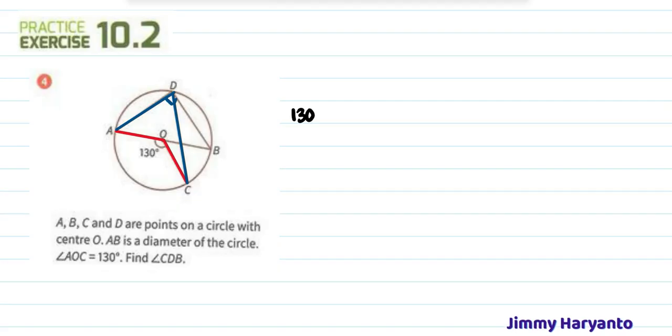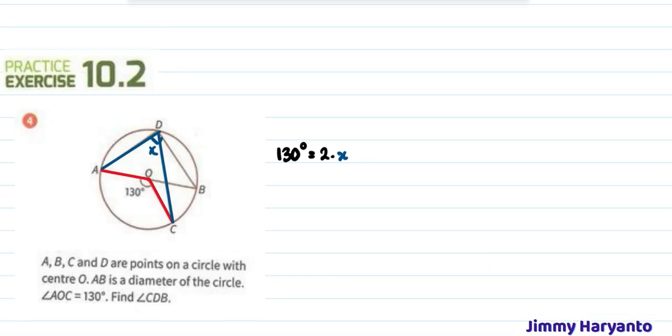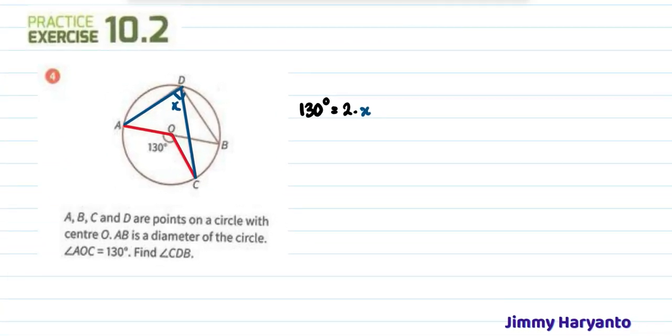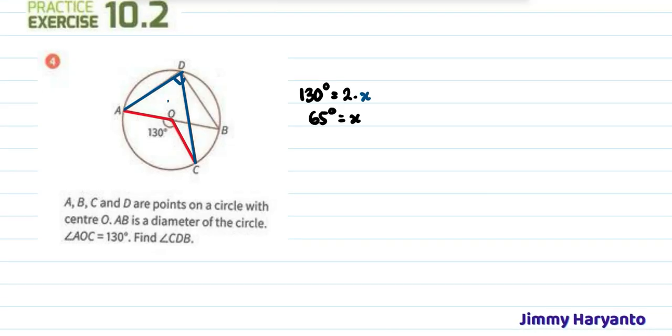130 degree is the center's angle. That means 2 times, let's say this one is X, that means 2 times X. So the X equals to 130 divided by 2, which is 65. Okay, after you have 65, you can input it right here. So this one is 65.